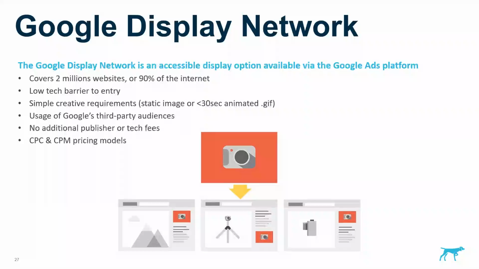The creative requirements are really simple, just a static image or an animated GIF, which is less than 30 seconds according to their policies. You've got complete access to their third-party audiences. There's no publisher or tech fees, and they use CPC as well as CPM pricing models, which, especially in terms of CPC, means that even if you're quite new to it and finding your feet, you won't just blow all your budget getting your ads out there. So in terms of a starting point, at the very least, it's very powerful, especially due to their audiences.